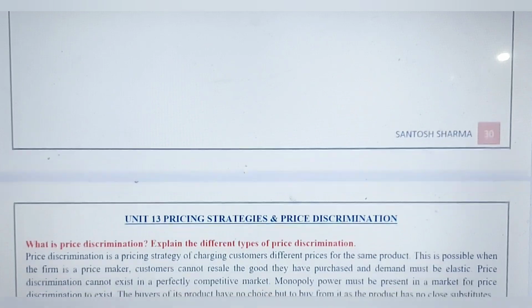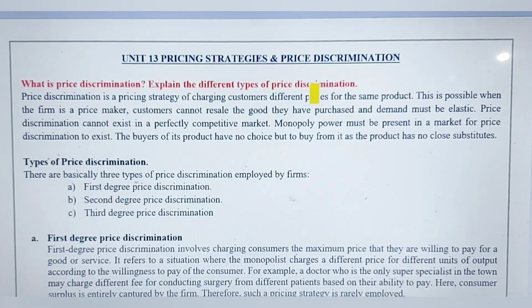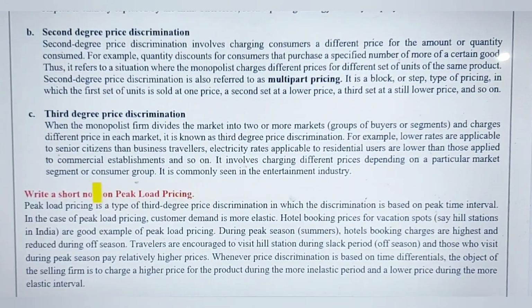Let's move on to the last unit, unit 13, pricing strategies and price discrimination. So from here you should learn what is price discrimination and what are the different types of price discrimination. These 3 are there: first degree, second and third degree. And along with the examples, you should learn this question. And one more for a short note, peak load pricing. This is also something you can get in the exam.